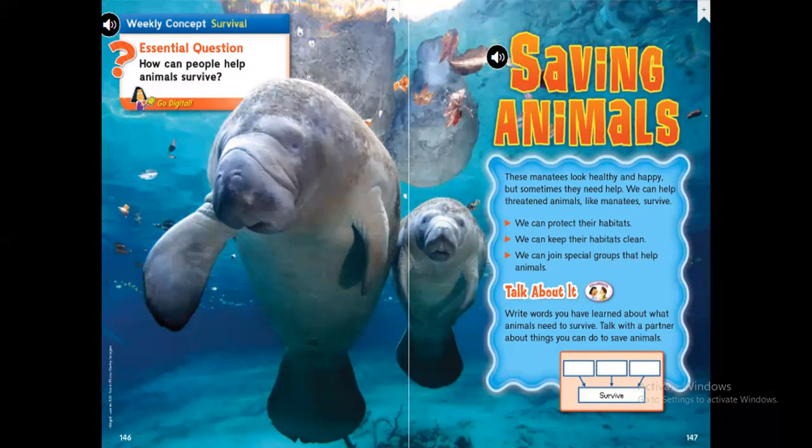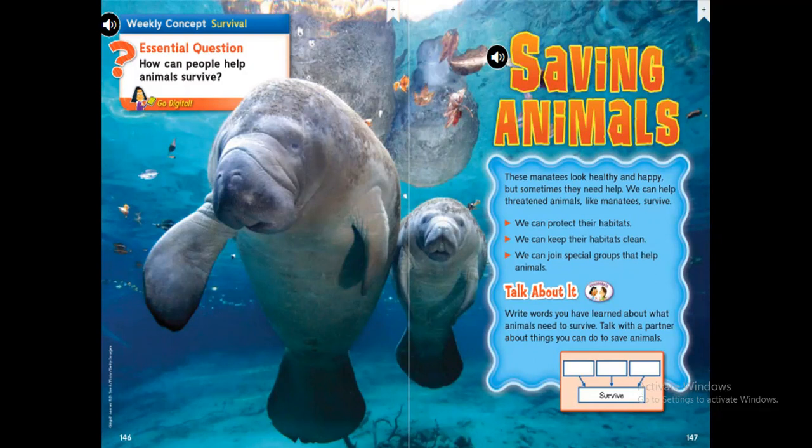So look at this picture. These manatees look healthy and happy, but sometimes they need help. We can help threatened animals. What's the meaning of threatened animals? They are in danger of becoming extinct. Threatened animals like manatees need help to survive.